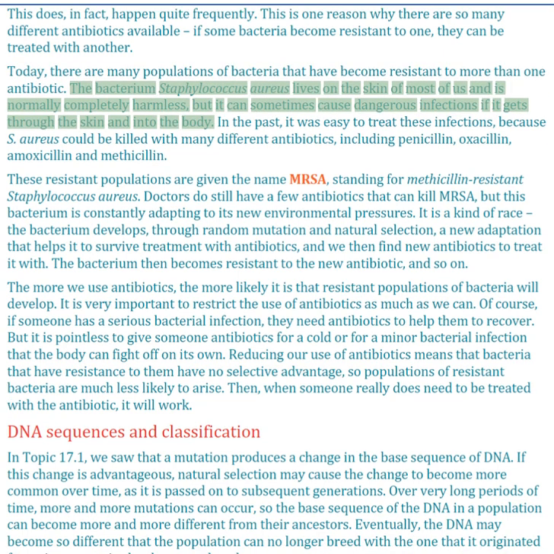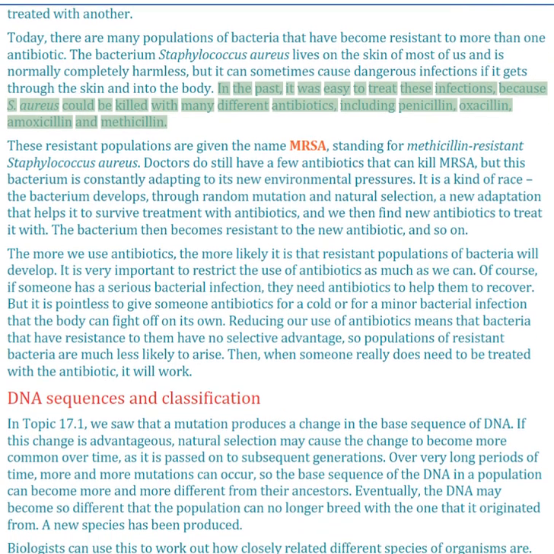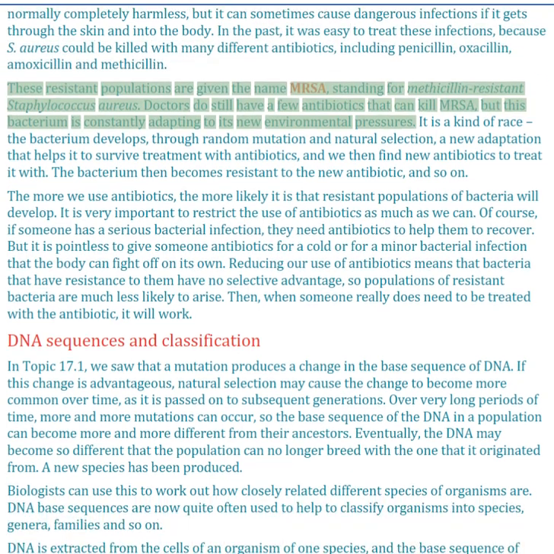The bacterium Staphylococcus aureus lives on the skin of most of us and is normally completely harmless, but it can sometimes cause dangerous infections if it gets through the skin and into the body. In the past, it was easy to treat these infections because S. aureus could be killed with many different antibiotics, including penicillin, amoxicillin and methicillin. These resistant populations are given the name MRSA, standing for methicillin-resistant Staphylococcus aureus.